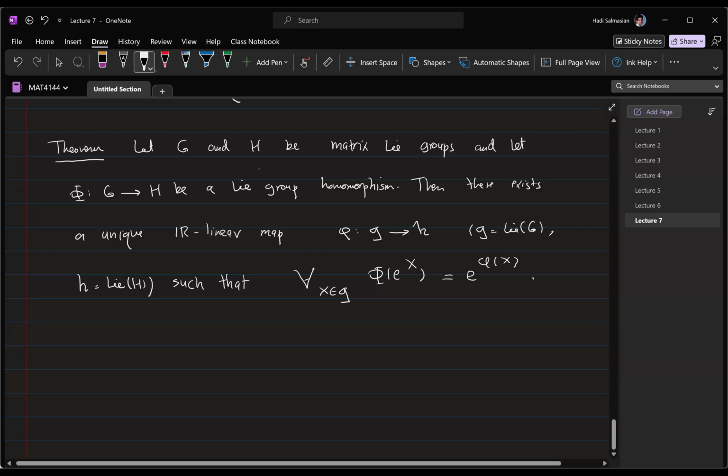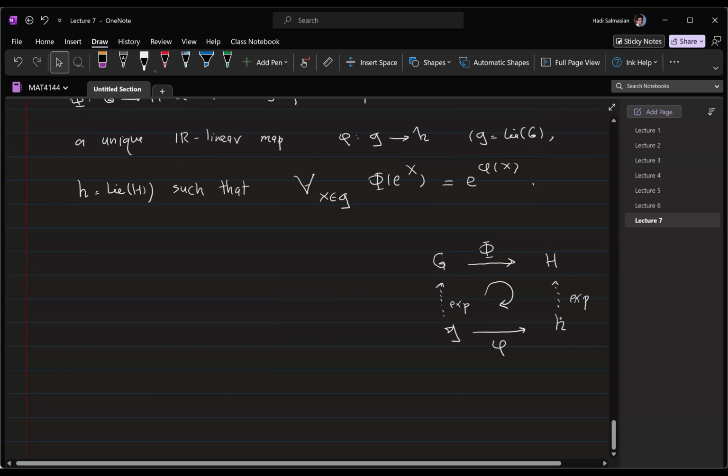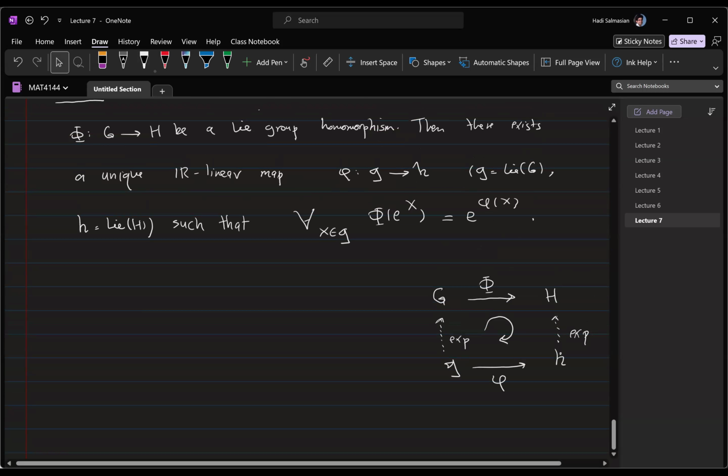So the picture is the following. We have this G and we have this H, and this is this phi here. And we have their Lie algebras down here. And this map little phi goes in this direction. It's a Lie algebra homomorphism. And now we have these exponential maps. The exponential of any element in the Lie algebra of G will lie in G, and the exponential of any element in the Lie algebra of H will lie in H. And the claim of the theorem is that this diagram commutes. Okay, this is a good way of thinking about this whole thing.